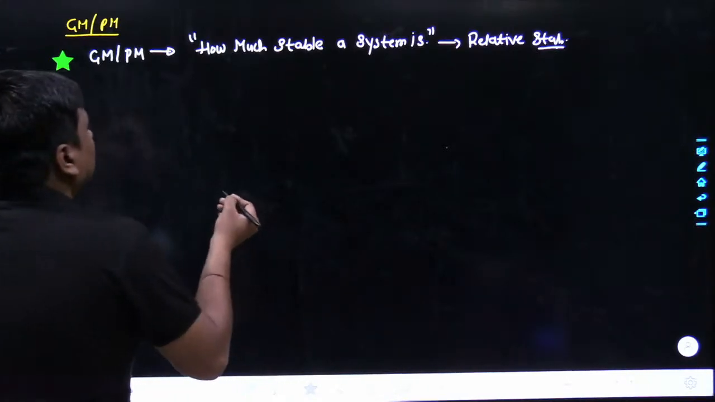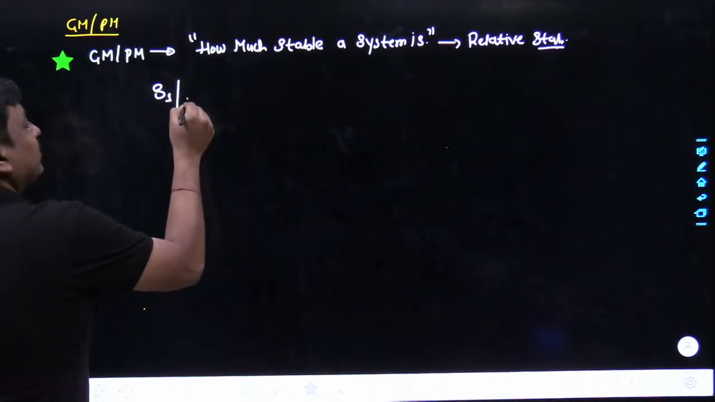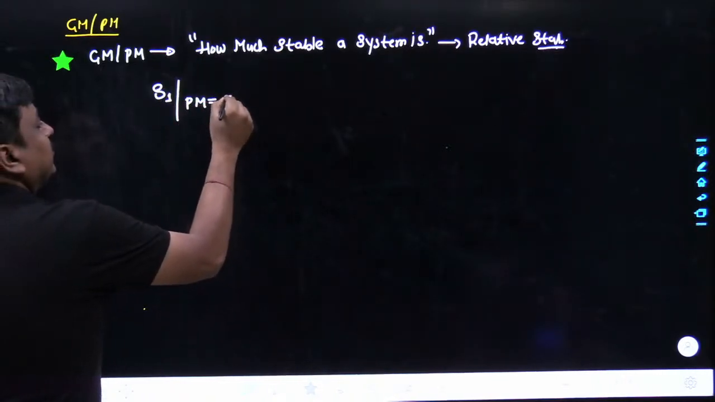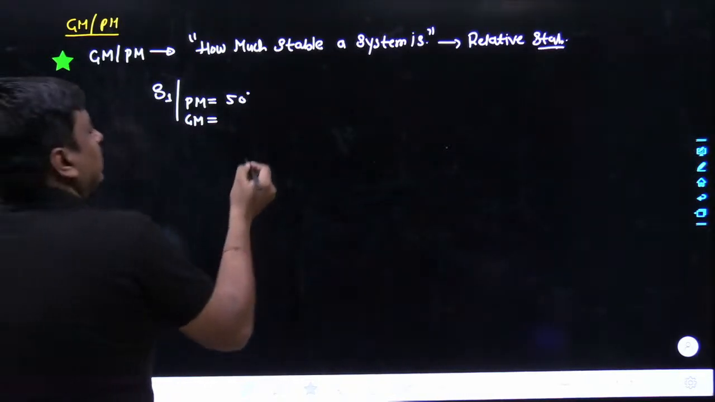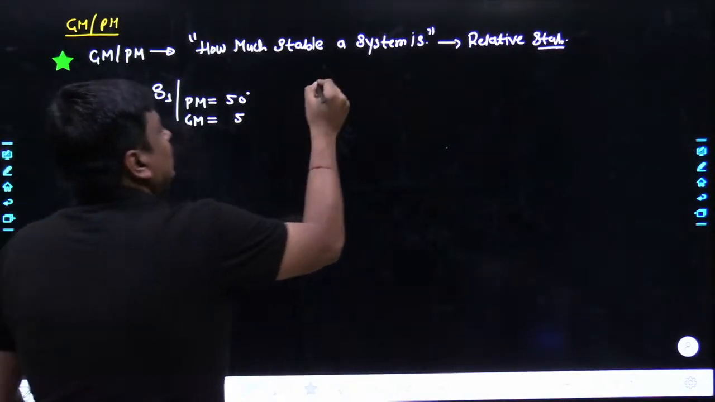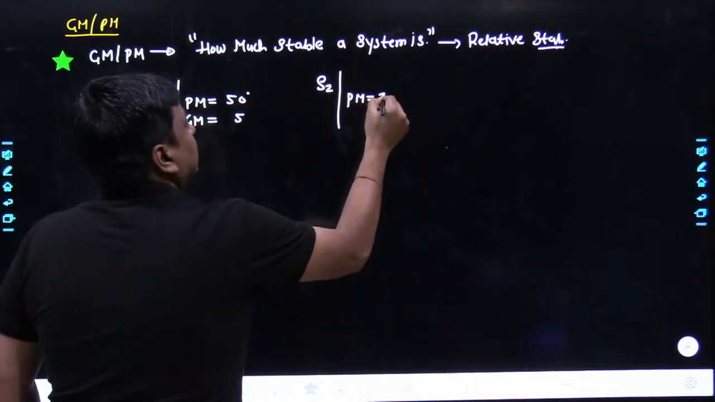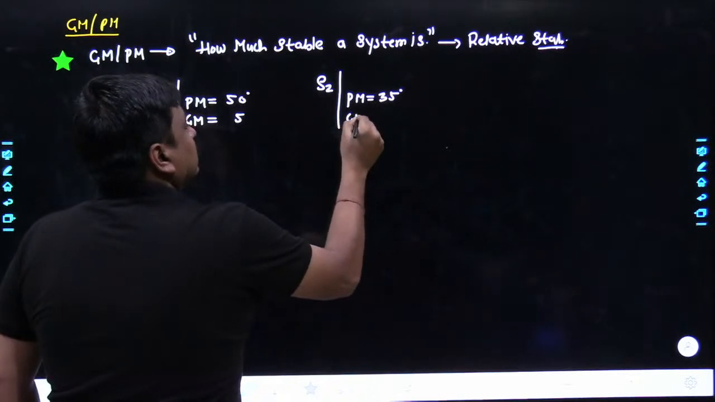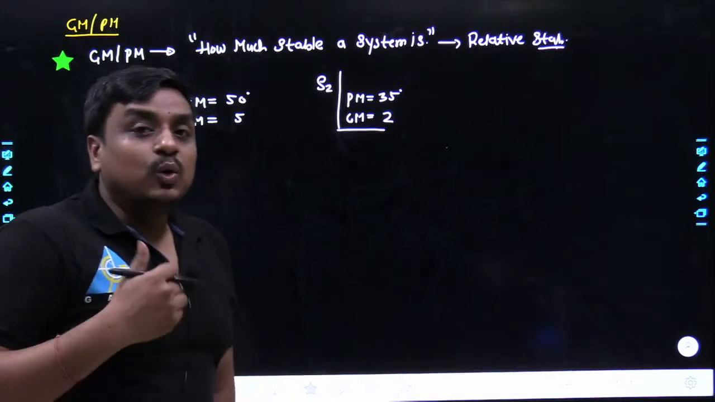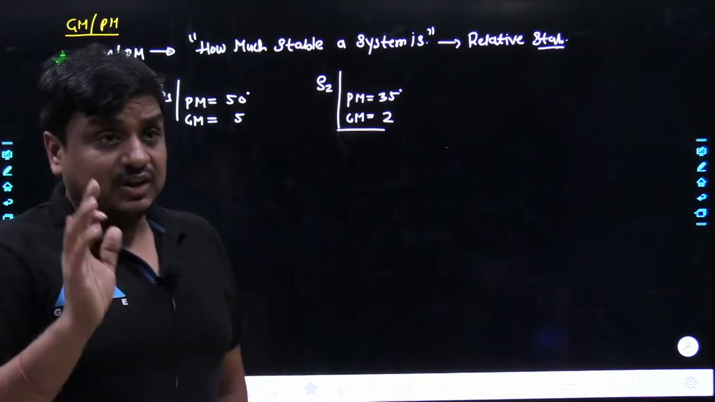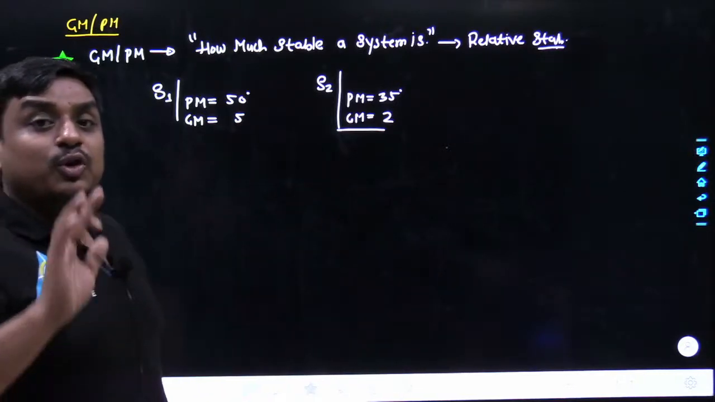Let's take two different systems. For the time being, let's take a system S1 whose phase margin is 50 degrees and gain margin is 5. Similarly, you have another system S2 whose phase margin is 35 degrees and gain margin is equal to 2. Both of them are stable systems. Once we go into the detailed study of gain margin and phase margin, we will get to know that if the phase margin is positive and the gain margin is greater than 1, it is a stable system.